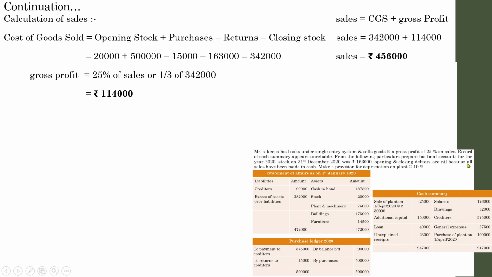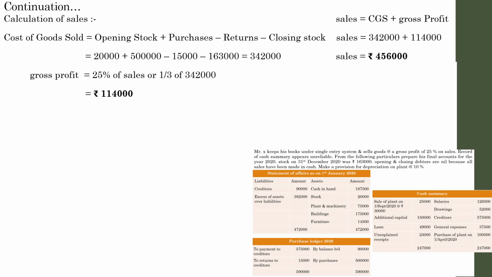Opening and closing debtors are nil. So don't worry, there is no further adjustment that we have to do. Next one, provision for depreciation on plant. Until previous cases, whenever we were dealing with the depreciation on any fixed assets, you used to multiply the percentage with the value of the asset and find out the depreciation. It will be shown as an expense in the profit and loss account, and while preparing the balance sheet, you will deduct that depreciation from the concerned asset. Those are the steps which we have been dealing with until the previous case.